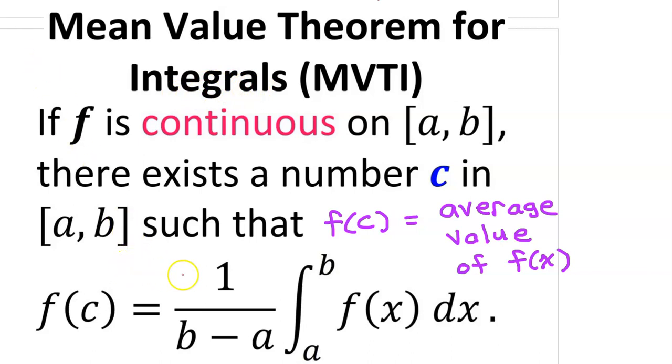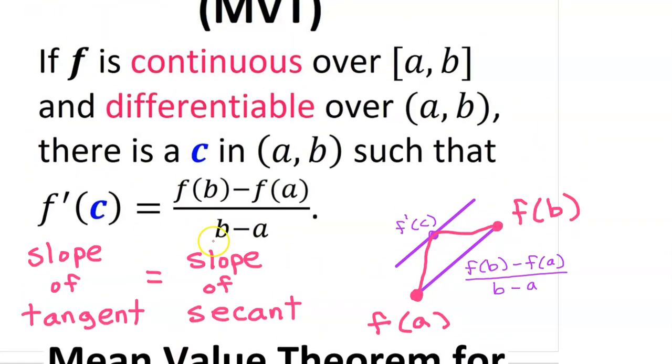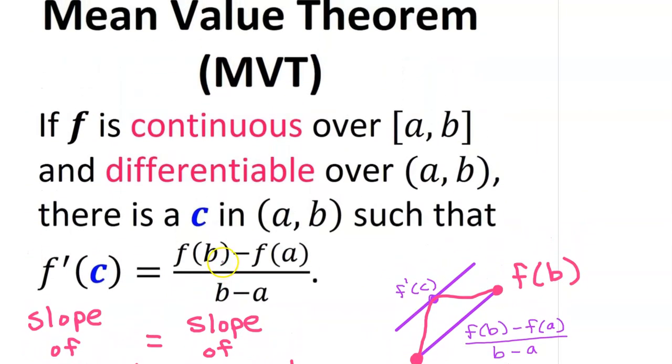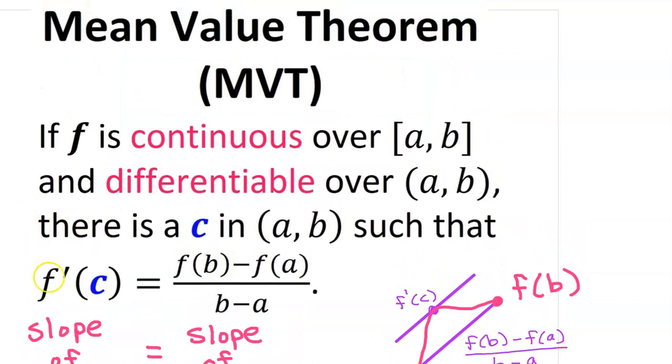I want to highlight one difference between the two. Notice that the mean value theorem for integrals is about the value of the function at c, just plain old f at c, whereas the mean value theorem for derivatives is about f prime at c, the slope of the tangent line.